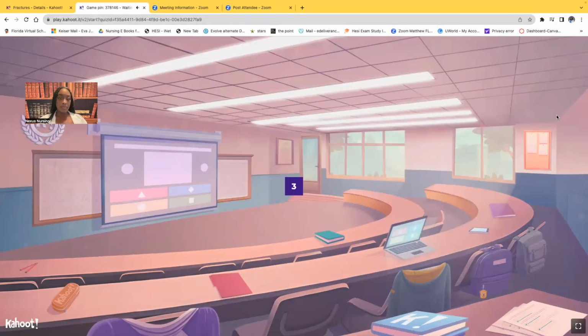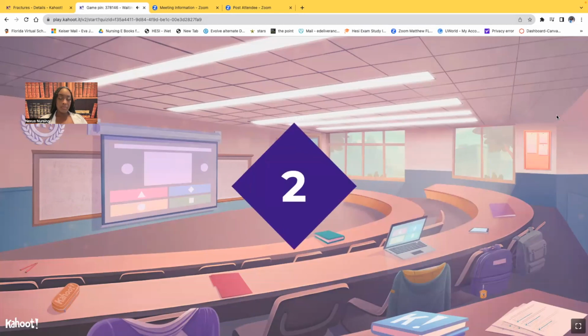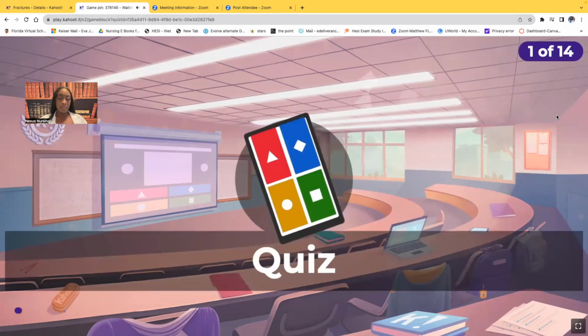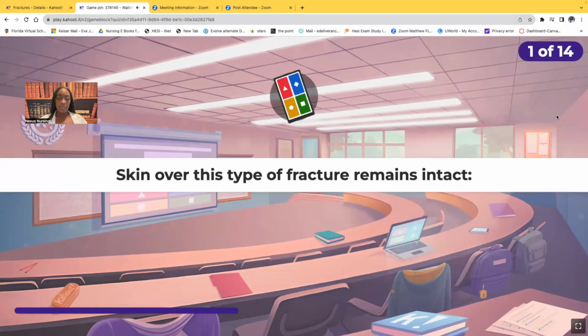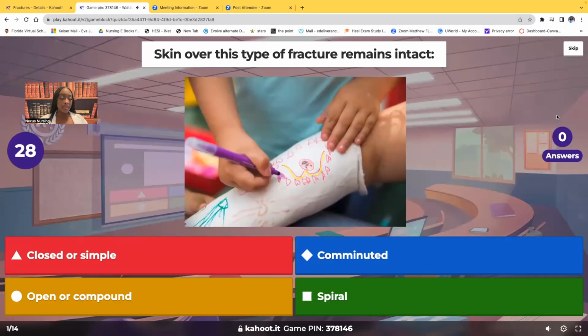Fractures. Skin over this type of fracture remains intact. Is it a closed or simple fracture? Is it a comminuted fracture? Is it an open fracture? Or is it a spiral fracture? Skin over this type of fracture remains intact. What do you guys think it is?